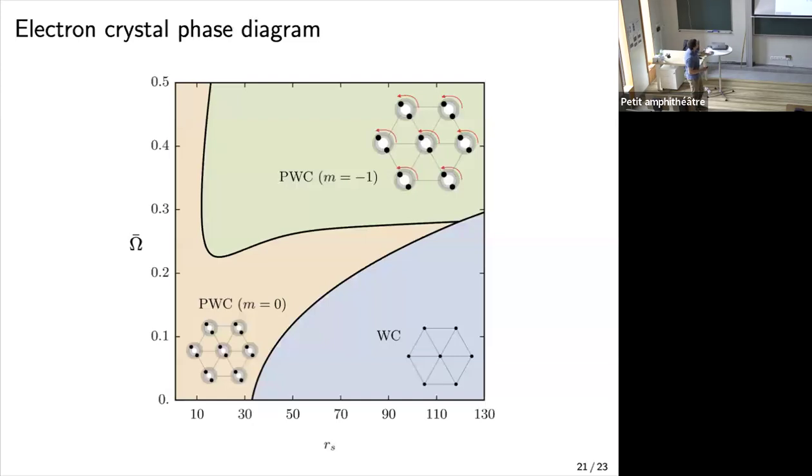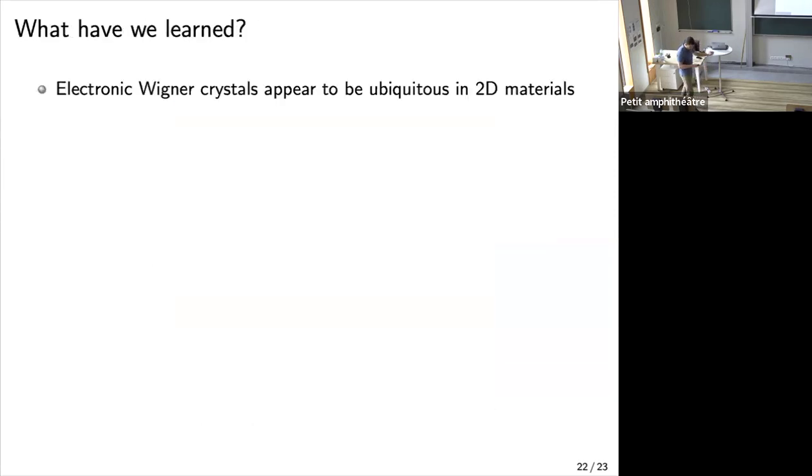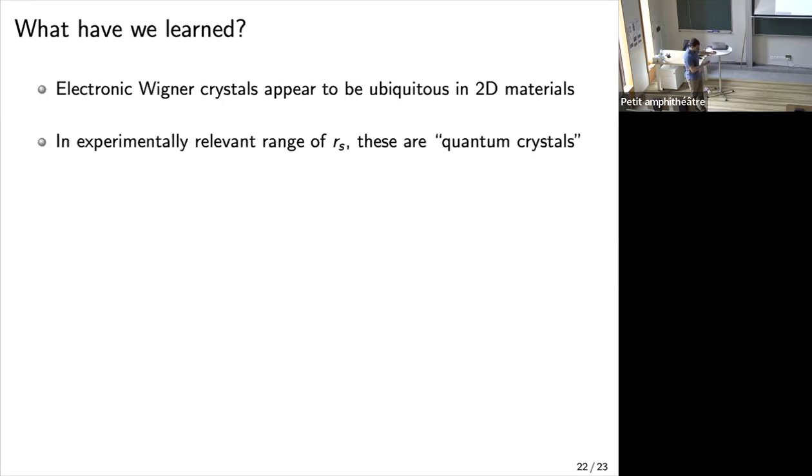Good. So let me then try to summarize. What have we learned? I started by telling you that these electronic Wigner crystals appear to be ubiquitous across 2D materials, in graphene systems and TMD systems, single layer, monolayer, few layer, twisted, untwisted. They seem to be all over the place. I have told you that in the experimentally relevant range of rs, or the experimentally relevant densities, these are quantum crystals in the sense that the zero-point motion of the electrons away from their lattice sites is significant. And I've argued for you that there is a strong tendency in the large rs regime towards this kind of local pairing of electrons.